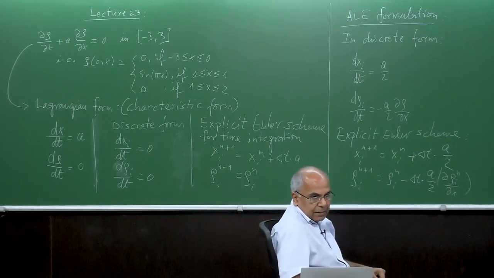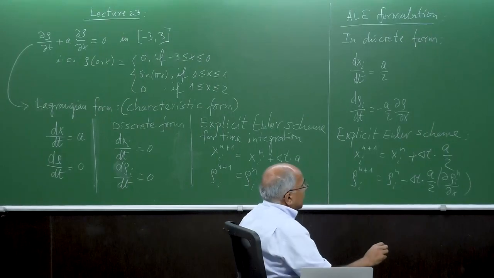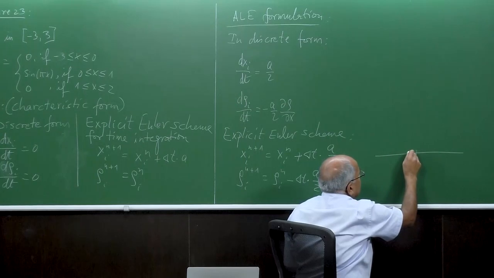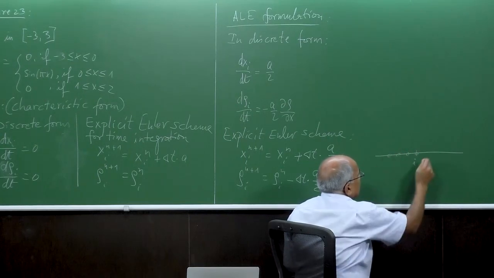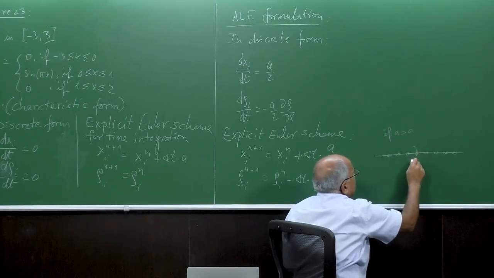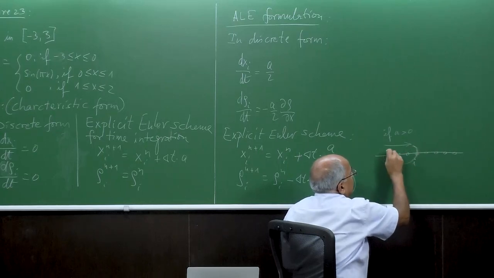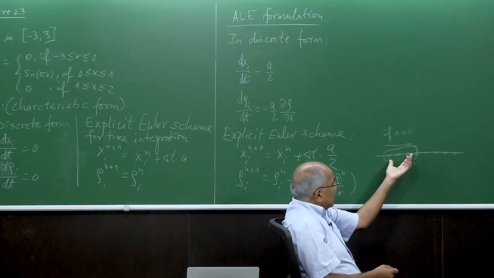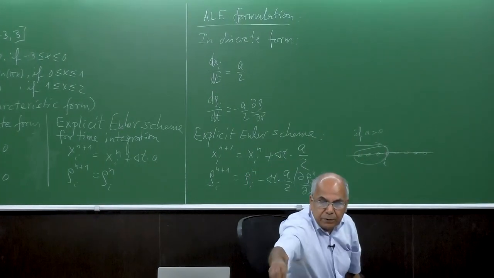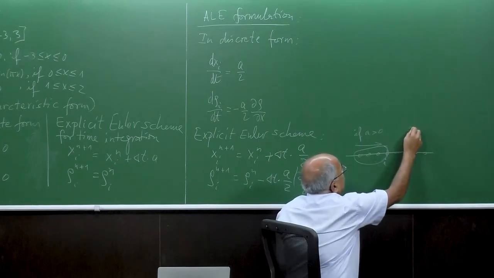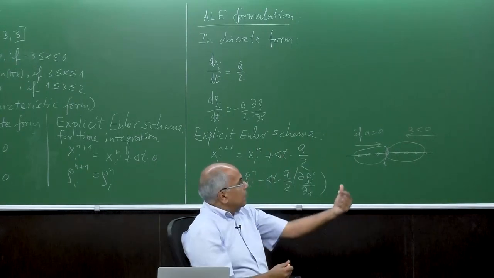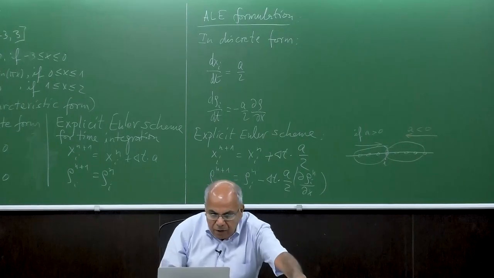Upwinding means that I am sitting at this point I, and I have neighbors on the left and right. If A is positive, because the information is coming from this side, I take all the neighbors which are on the left of this one. I consider them as neighbor points. In the finite difference, I had I minus 1, but now I consider all the left points. And if A is negative, the information is coming from here, so I take this side as neighbors for the negative value of A. So now let us see the code, how I have done that.